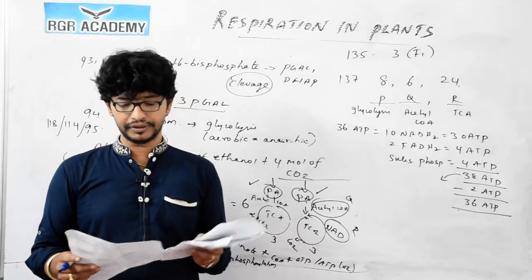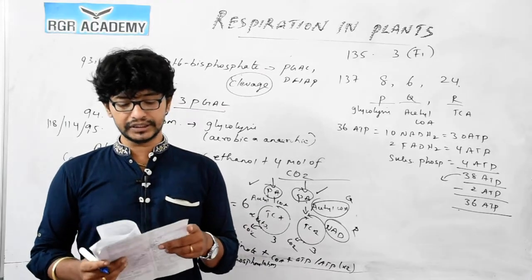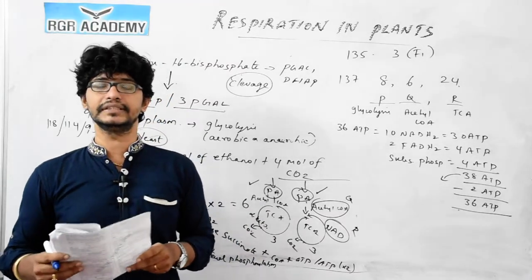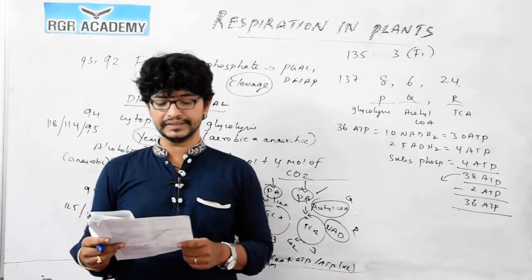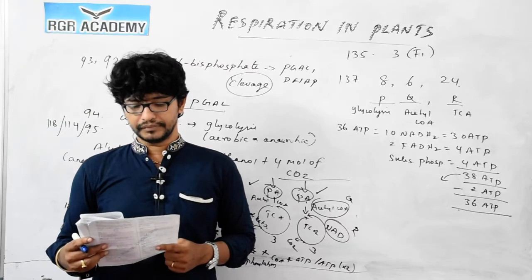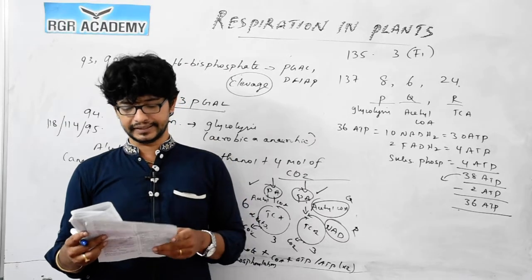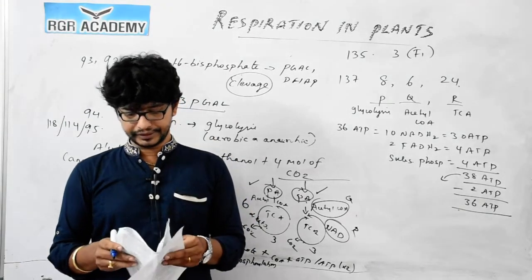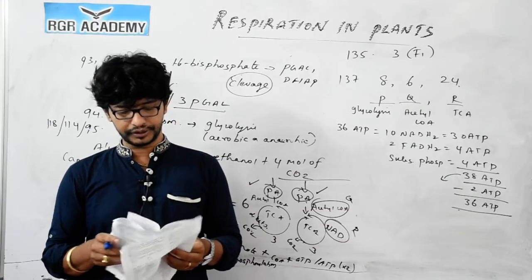Next we move on to 143. The number of oxygen molecules utilized in glycolysis is 0. So, option 1 is the correct answer for question number 143. Next, we move on to question number 144.